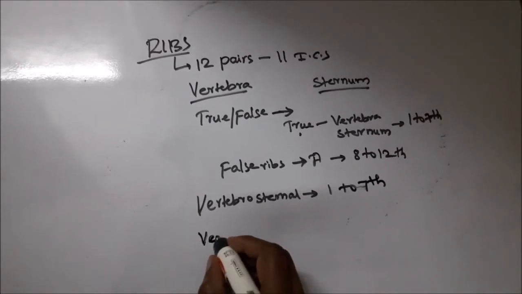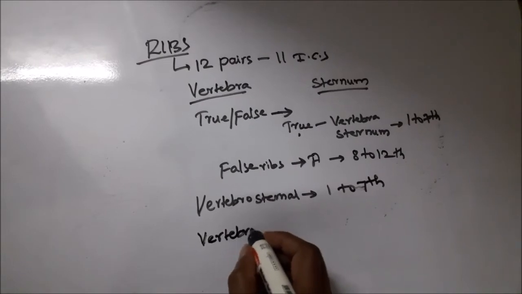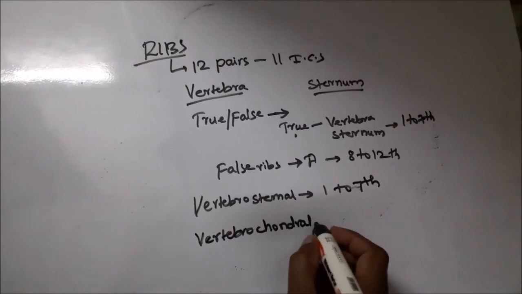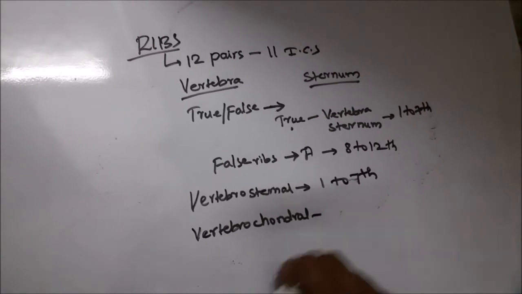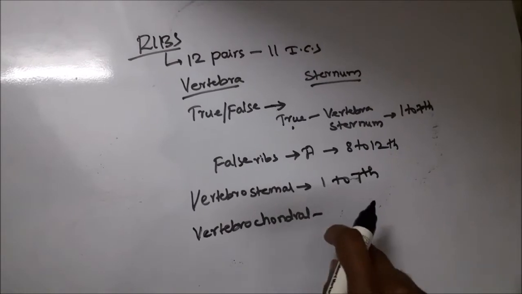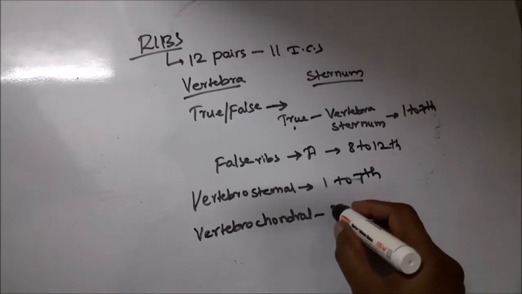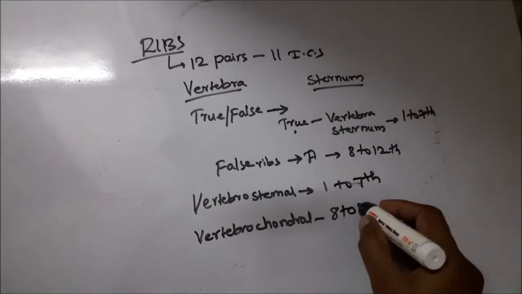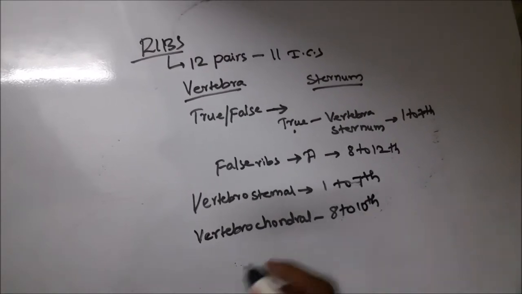Then vertebrochondral. What is this vertebrochondral? They are anteriorly attached to the costal cartilage, and they don't have any attachment to the sternum. They are the 8th, 9th and 10th, so the 8th to 10th ribs are vertebrochondral.